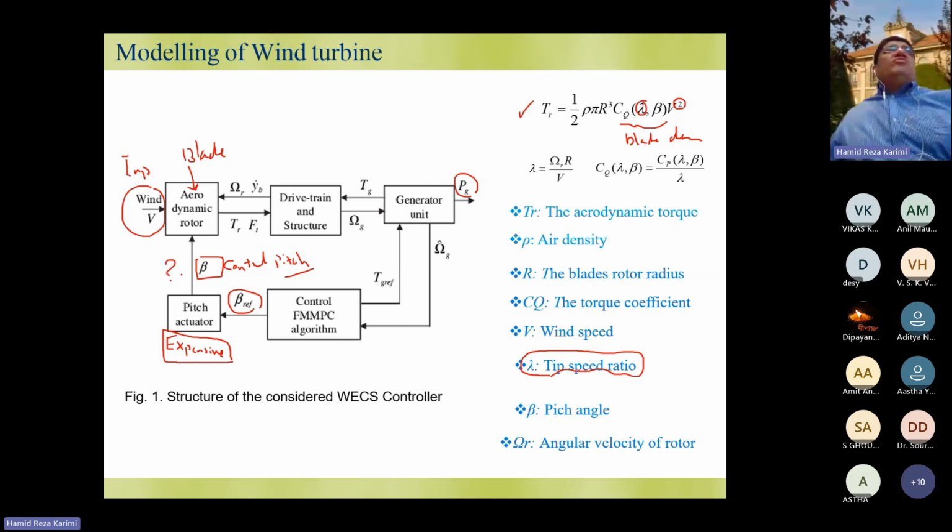But if you go, this is a wind turbine, but if you go to the offshore wind, just for your information, for the offshore wind, there could be another input to the system. There could be another input to the system as a wave, okay? So wave and wind, these are the 2 inputs for the offshore wind.